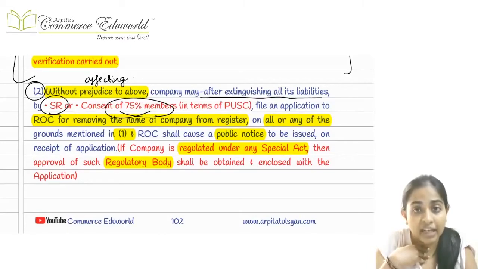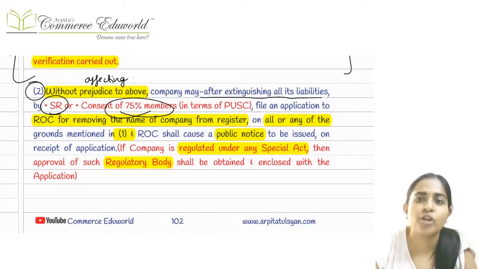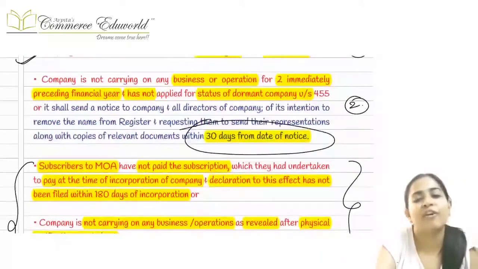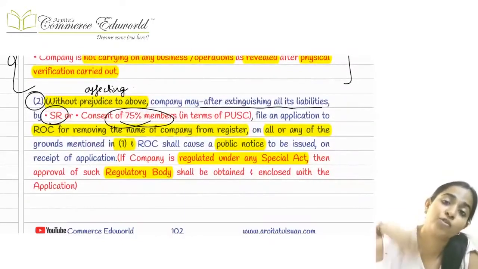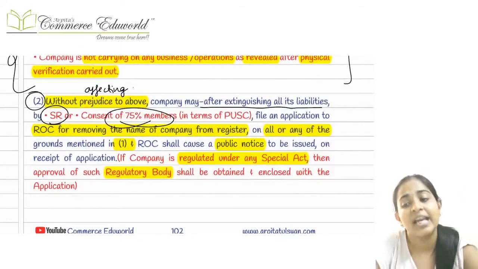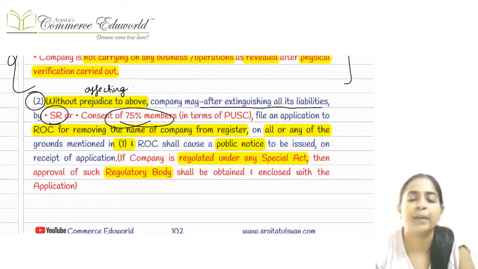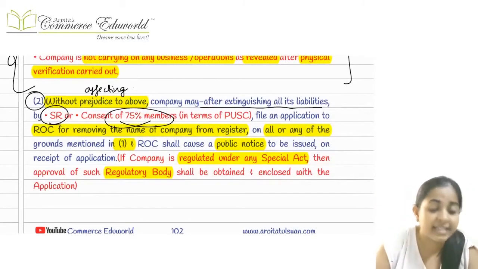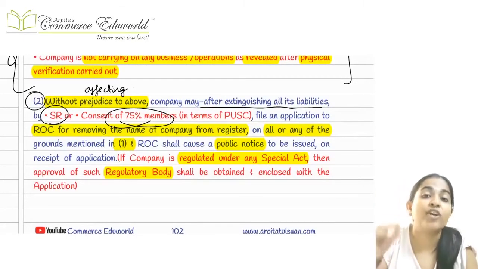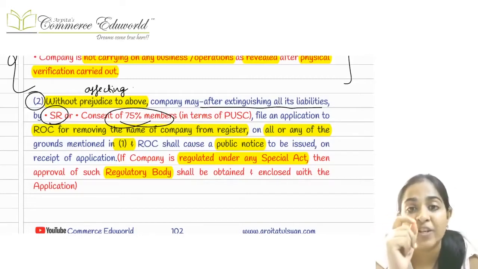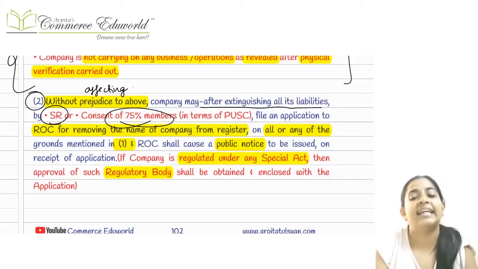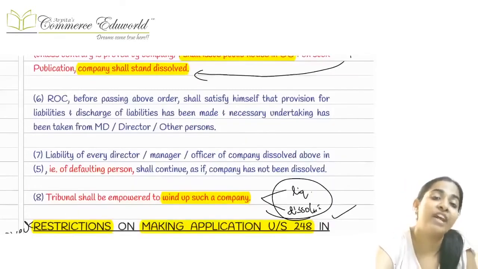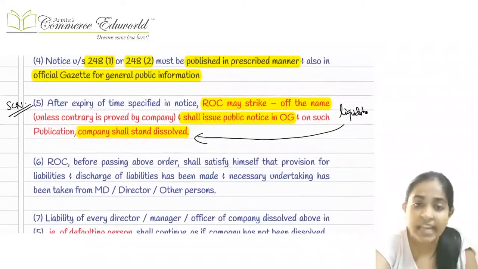Okay, in the first point, ROC was taking the steps. Similarly, even we, the company, can pass a special resolution, or take the consent of 75% of the members, and say that yes sir, a default has happened from our end, and if any of these grounds are applicable, then we can suo moto make an application to the ROC that please remove my name from the register of companies. And if you are a company which is regulated by a special act, then in that case we have to take the approval from that regulatory authority also.